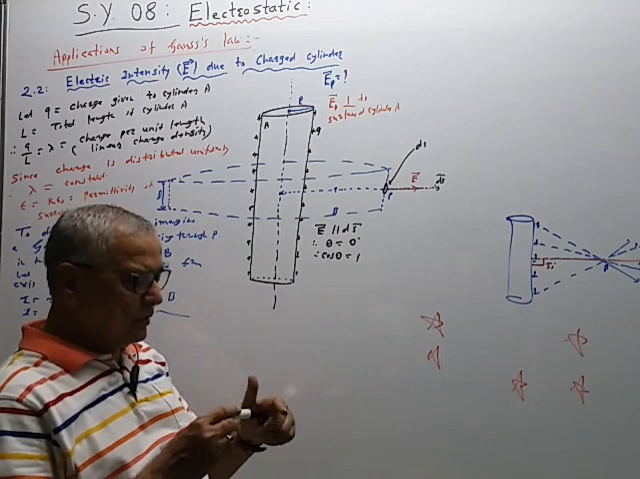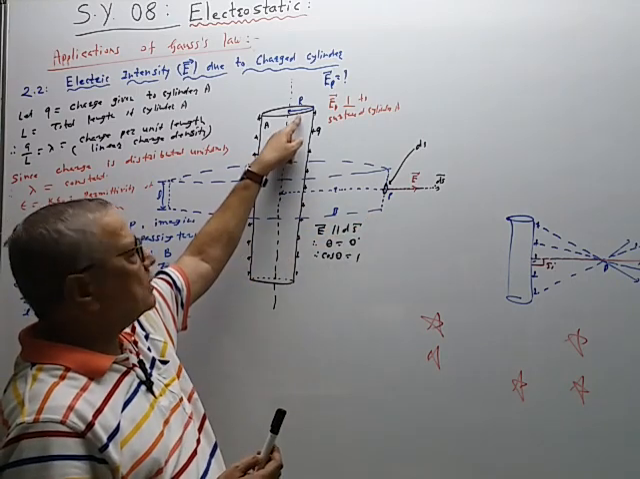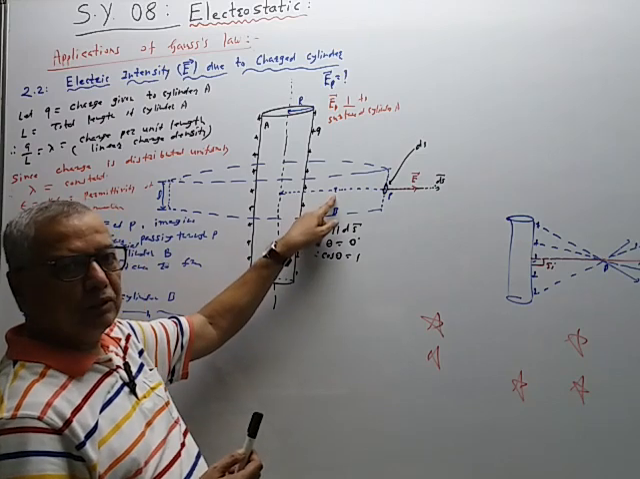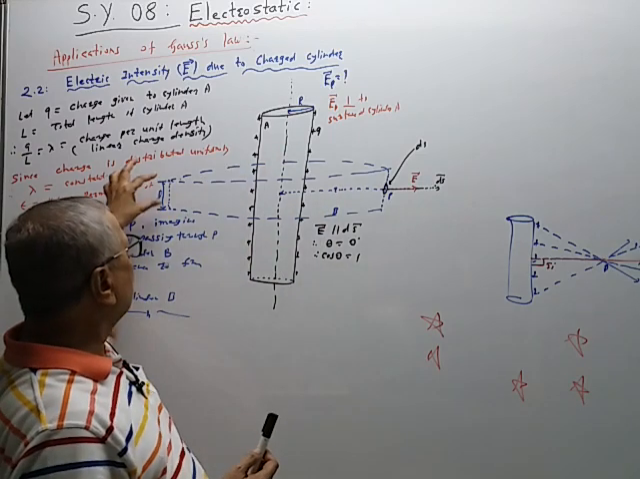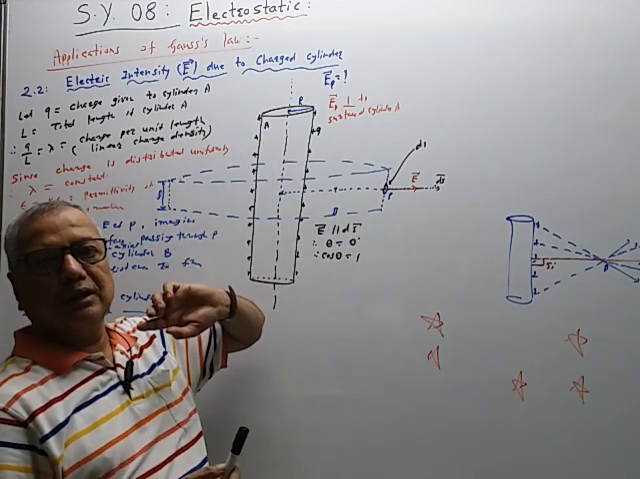The difference: real cylinder, imaginary cylinder. Radius of curvature capital R, radius of curvature small r. Total length is capital L, total length is small l. Charges can be given, charges cannot be given.